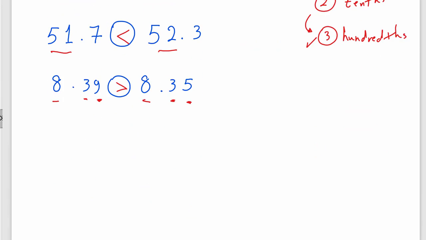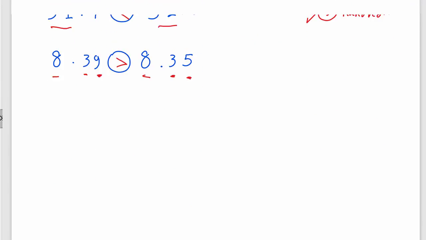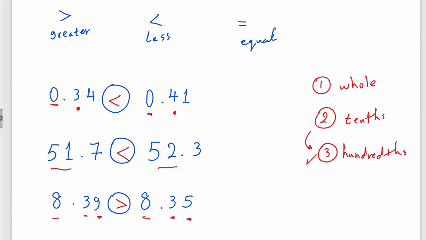So that's how we compare decimals. We have 3 steps. We compare the whole, then tenths, then hundredths, and do not move to the next step unless you have the same for the current step. So do not move to the tenths if you don't have the same whole.